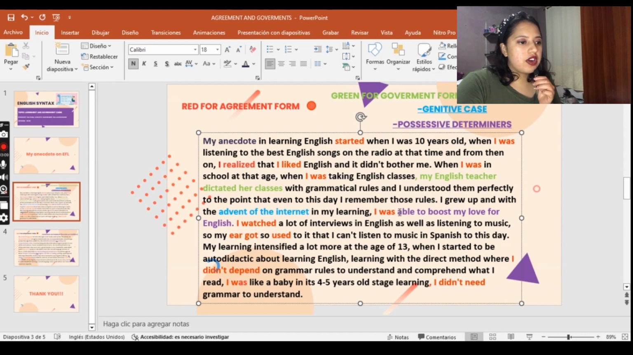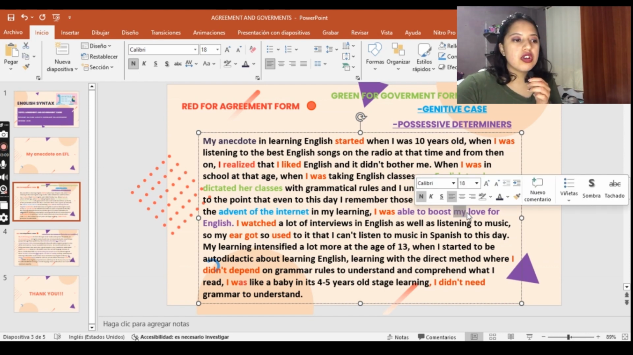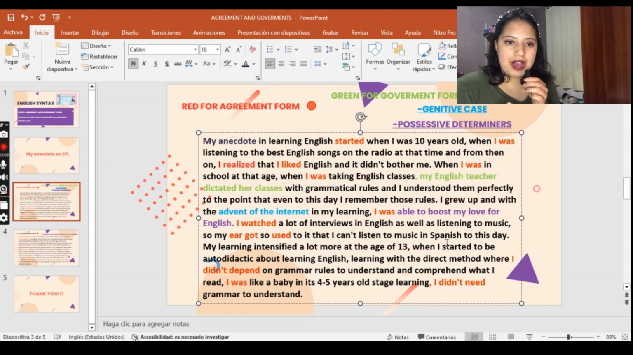Now we have the first possessive determiner. I was able to boost my love for English. Why? Because I'm here with the word my. I'm also showing possessiveness. I'm showing ownership about how I boosted my love for English music.